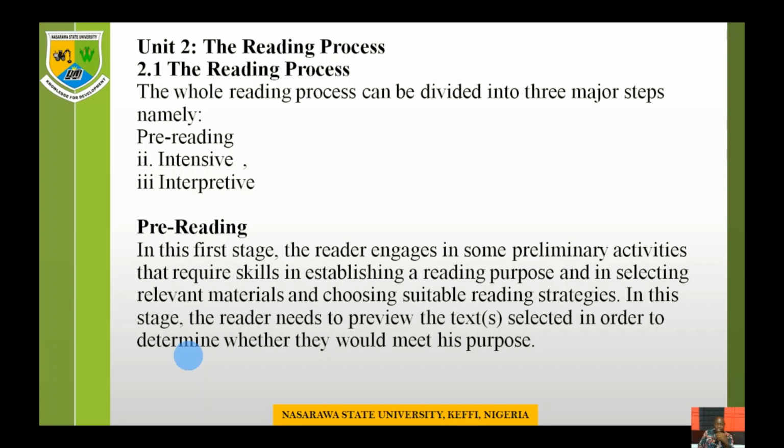In this stage, the reader engages in some preliminary activities that require skills in establishing a reading purpose and in selecting relevant materials and choosing suitable reading strategies. In this stage, the reader needs to preview the texts selected in order to determine whether they will meet his purpose or not.